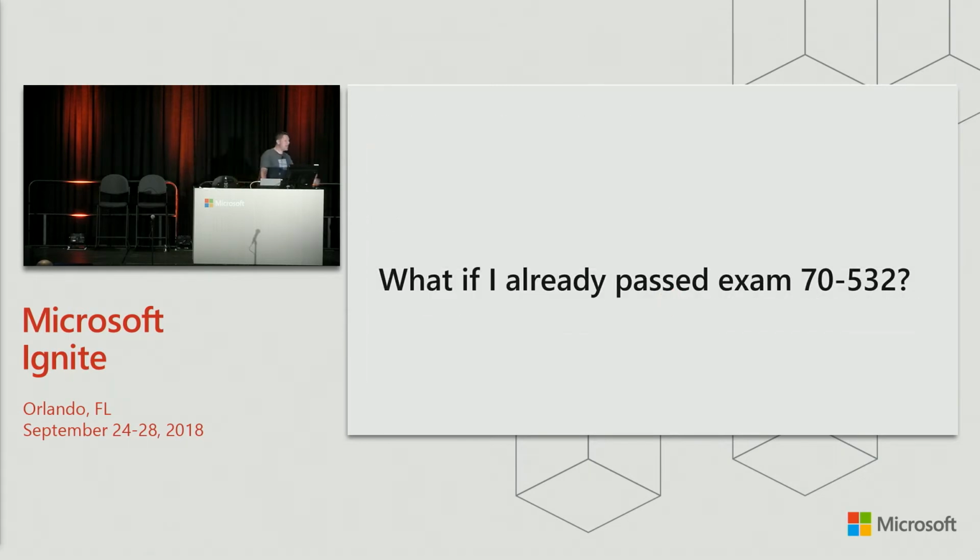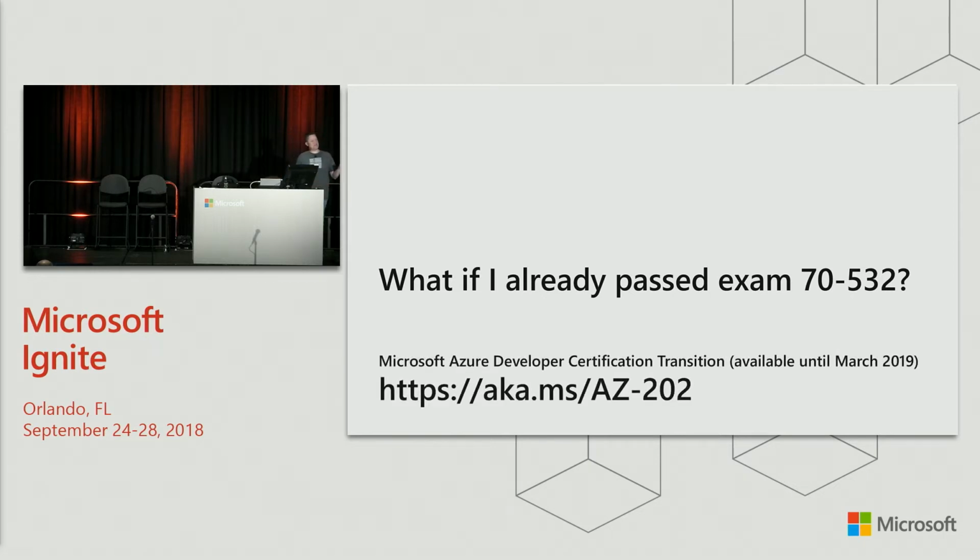So what if I've already passed 532? What do I do now? There actually is a transition exam. If you've already passed 532, go take AZ-202. That will get you the new certification. AZ-202 will be available until March of next year. So you do want to make sure that you get that transition exam under your belt if you've already accomplished 7532.